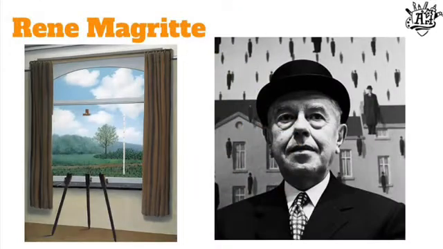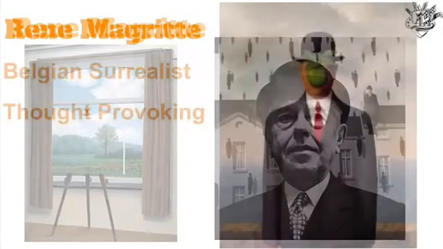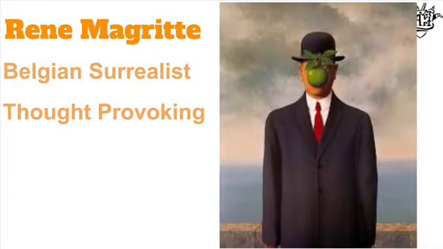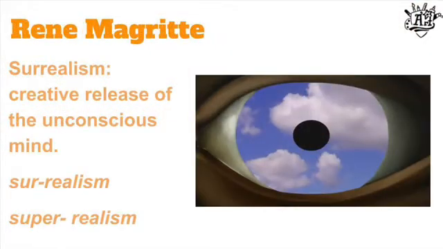We're using two artists for this project. The first one is Renee Magritte. He is a Belgian surrealist, and his artwork is meant to be thought-provoking. Doesn't this make you think why there's an apple in front of his face? He is known as a surrealist, which is the creative release of the unconscious mind. If we break down the word surrealism, it means super or above reality.